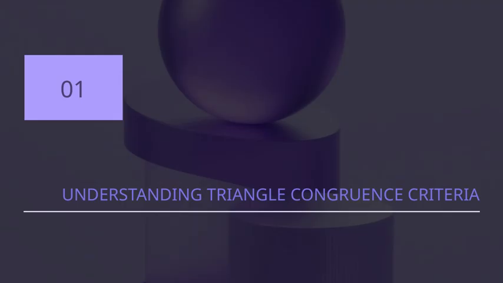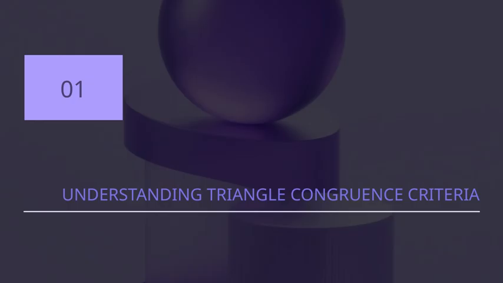The main criteria include side-side-side, or SSS, where all three sides are equal, side-angle-side, or SAS, which requires two sides and the included angle to match, and angle-side-angle, or ASA, where two angles and the included side are equal. There's also the angle-angle-side, or AAS, which involves two angles and a non-included side.